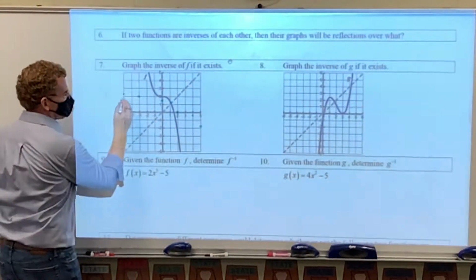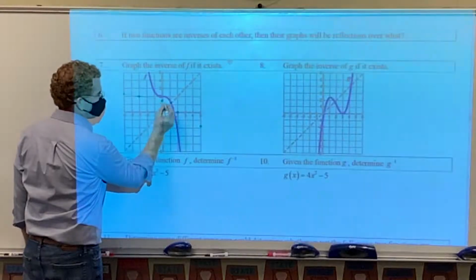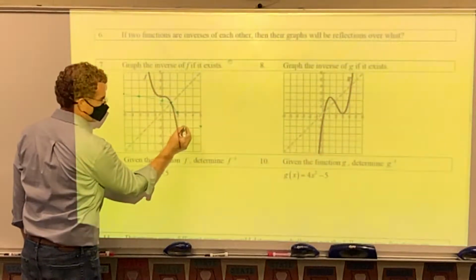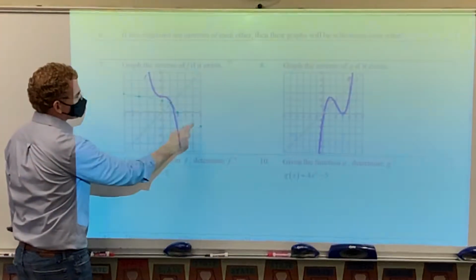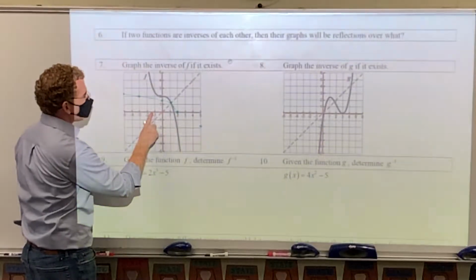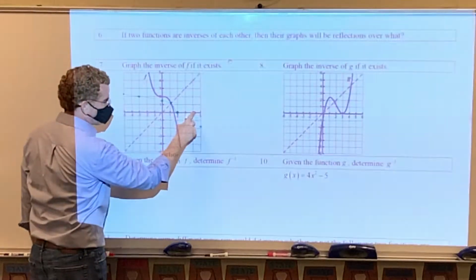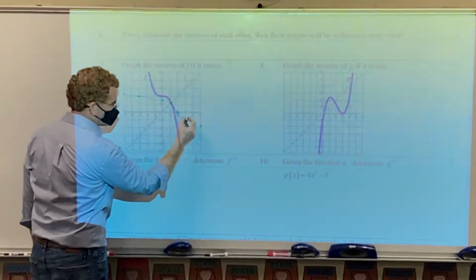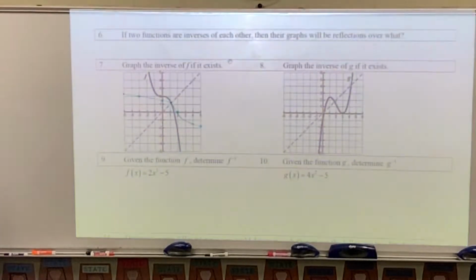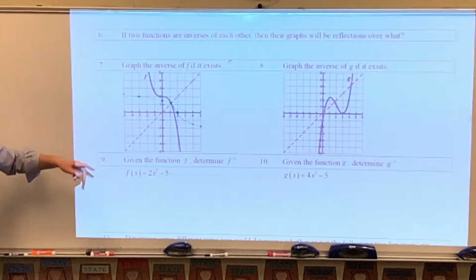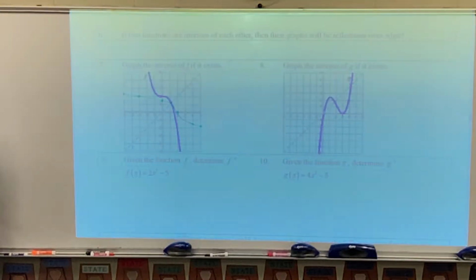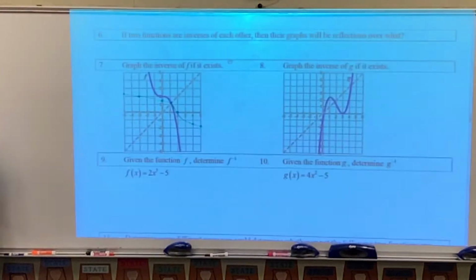And at some point, I'm going to get enough of these plotted to where it kind of makes sense. You might want even another one there. How about (-1.5, 4)? How about (4, -1.5)? If you plot enough of these, it's not going to be too hard to sketch your inverse. Are you with me? And then what about g?